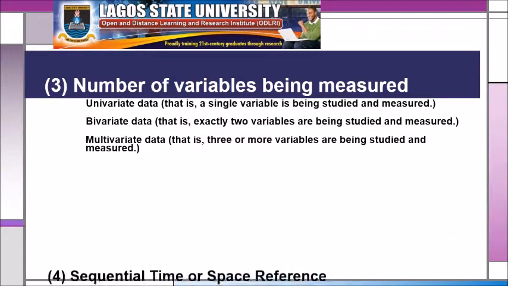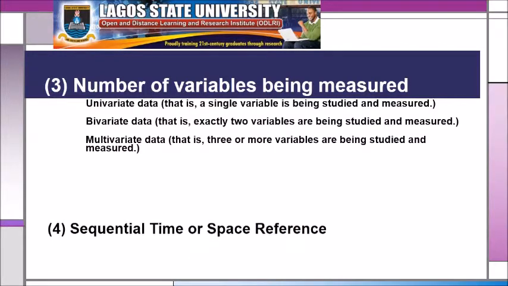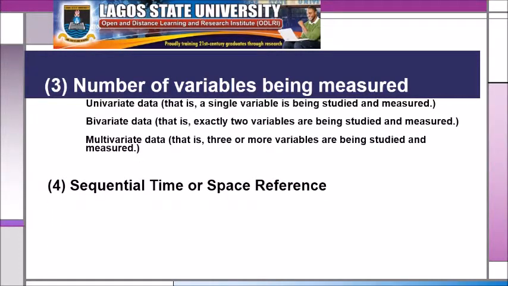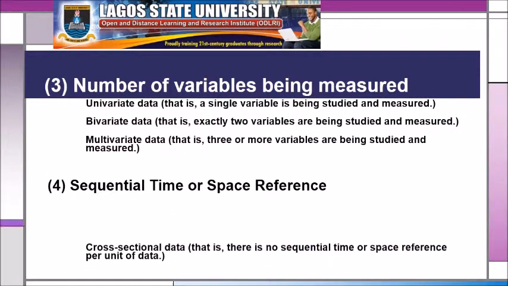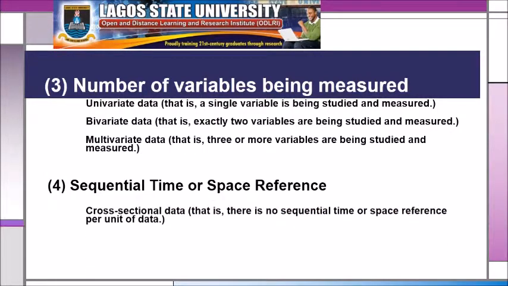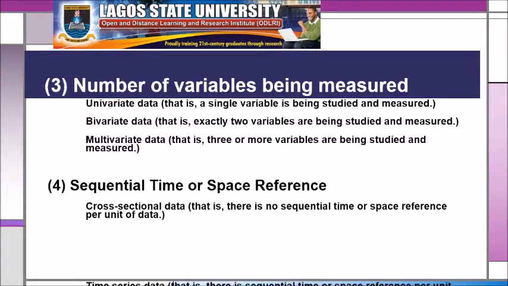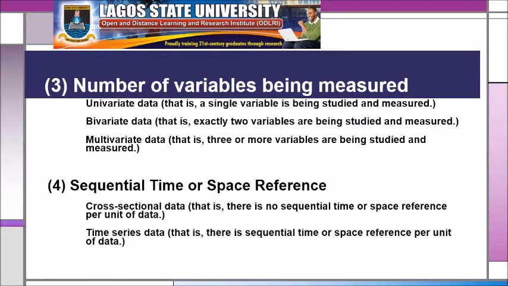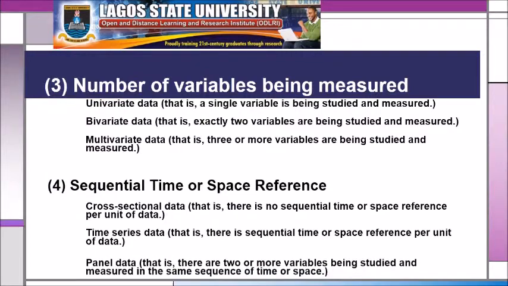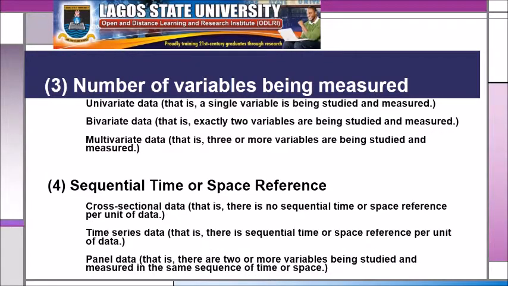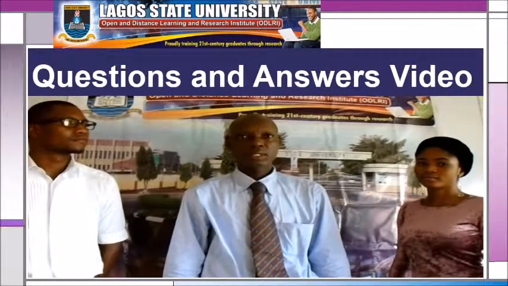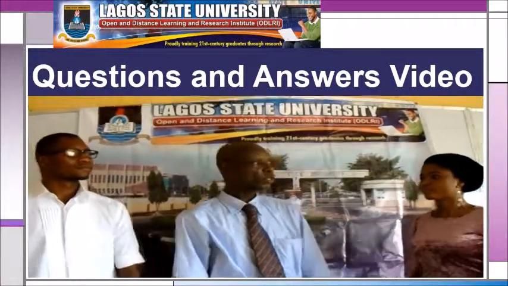And the fourth classification was sequential, time or space reference, which was subclassified into cross-sectional data, time series data, and panel data. So that is our lesson for today.